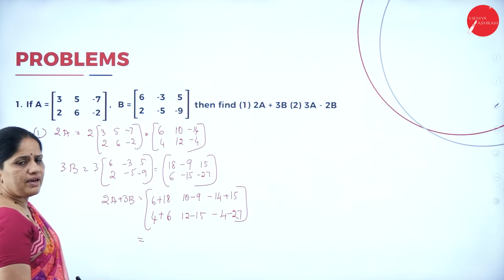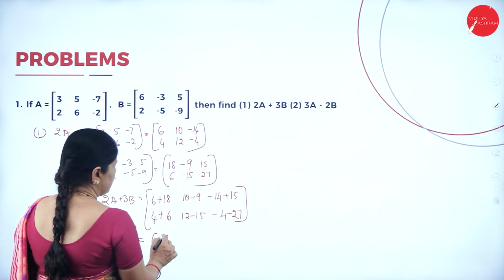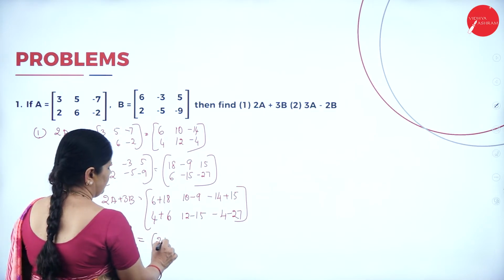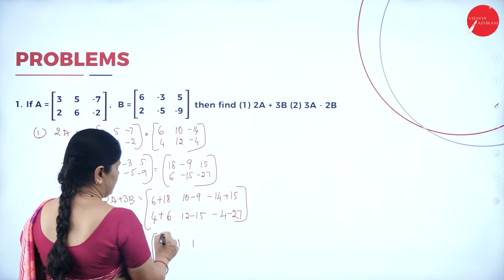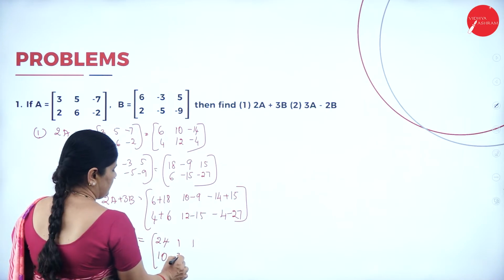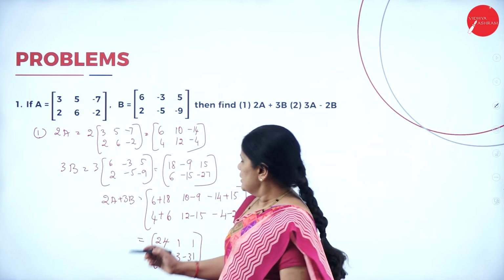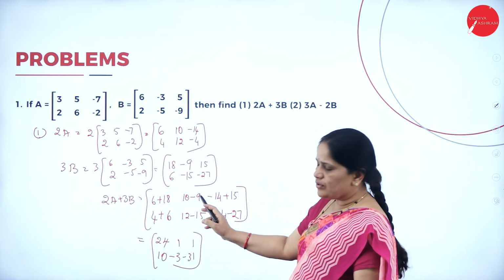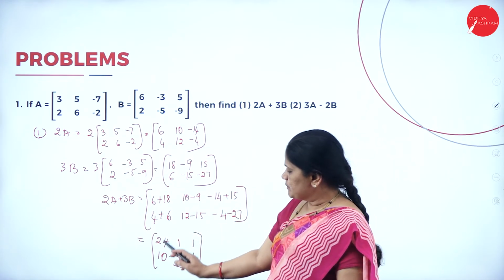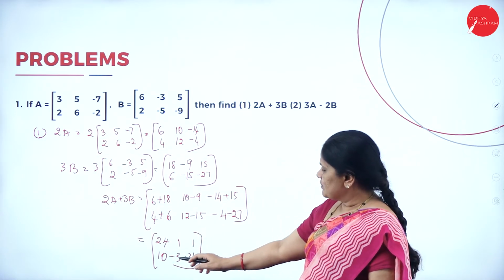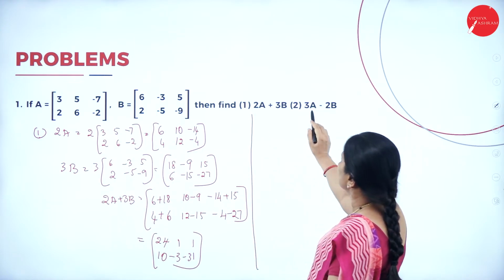So, when I simplify this, 18 plus 6 is 24. 10 minus 9 is 1. 6 plus 4 is 10. Minus 3, minus 31 is the answer. So, I have 18 plus 6 is 24, 10 minus 9 is 1, minus 14 plus 15 is 1, 6 plus 4 is 10, 12 minus 15 is minus 3 and minus 31. Now, we will do this.